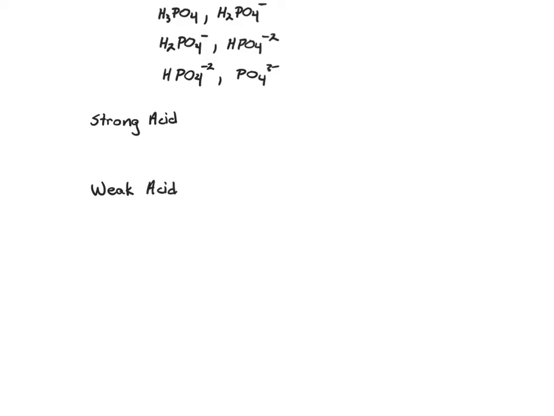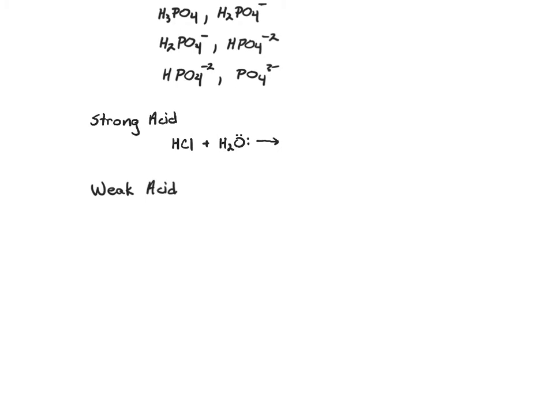Okay, and the difference between the two is how readily they give up a proton into solution. So for example, if I had a strong acid, and a strong acid would be something like HCl, if I take that and I add it to water, the HCl is going to dissociate into H+ and Cl- ions and then react with the water. So the water, remember, has a lone pair of electrons, actually two lone pairs.